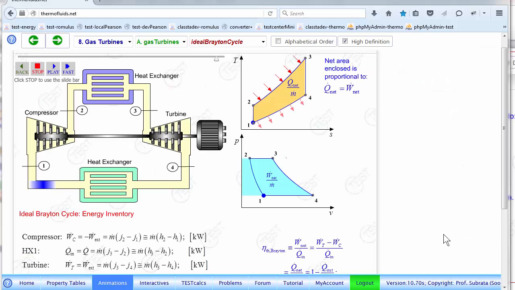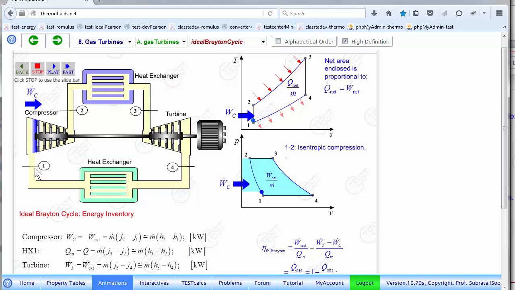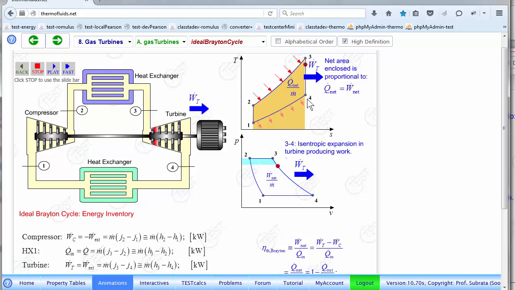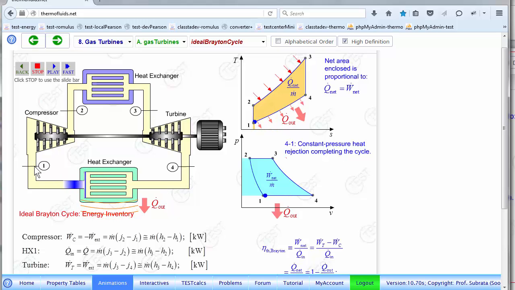Okay, now that we have analyzed each device, let's go over the ideal Brayton cycle animation one more time. Notice that air in the compressor is compressed from state 1 to 2. From 2 to 3, the constant pressure heat addition takes place in the heat exchanger. And the hot air then expands in the turbine, isentropic expansion from 3 to 4. And finally, from 4 to 1, we have another heat exchanger where heat is lost at constant pressure. Q dot out takes place here, and we get back to state 1, completing the cycle.